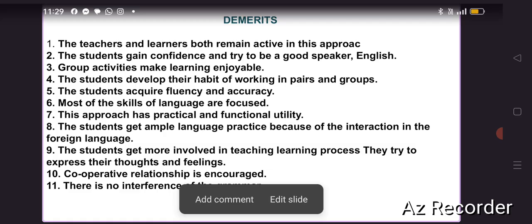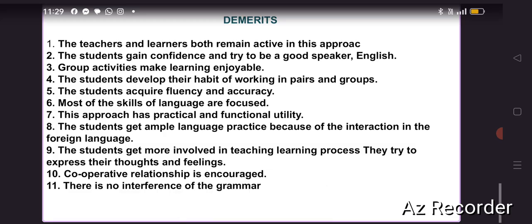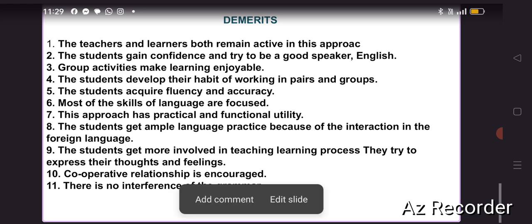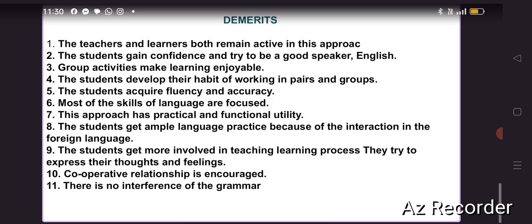The students speak accurately. Next, most of the skills of language are focused. Here importance is given to listening, speaking, reading and writing also. Most of the skills of language are focused here. This approach has practical and functional utility.